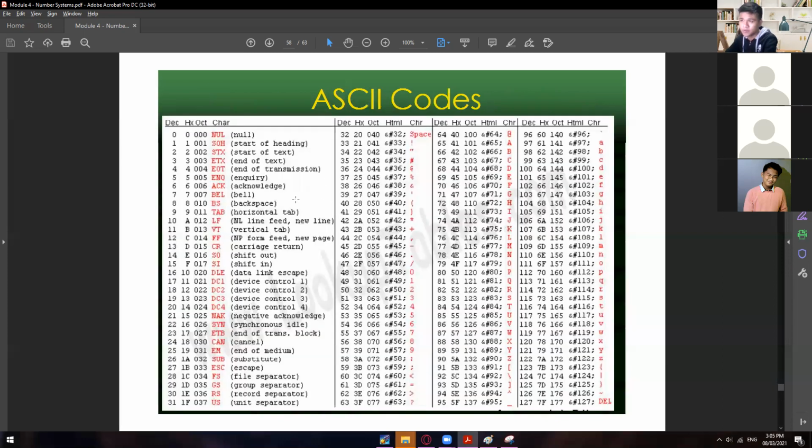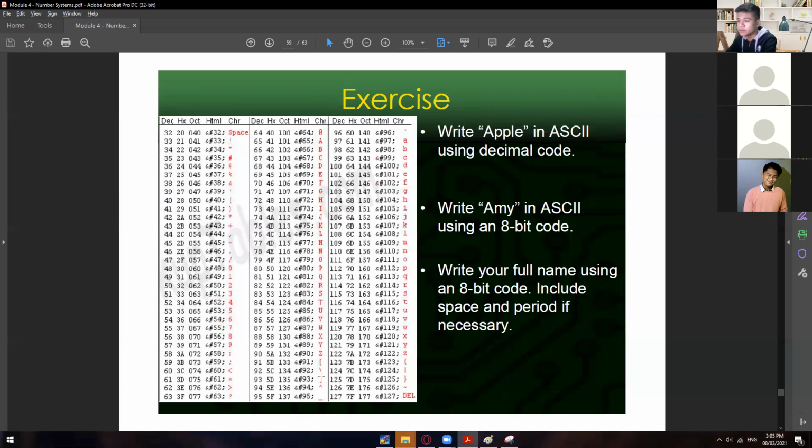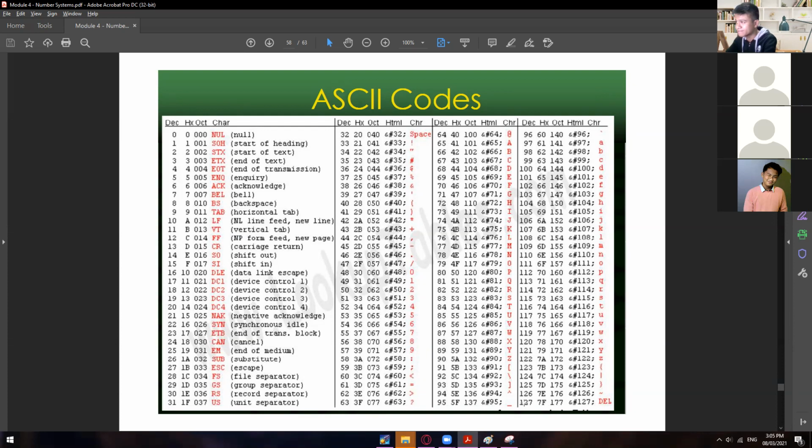And here's the ASCII code. In here you have the decimal, 0 to 31, hexadecimal, so 0 to 1F, octal, which is 0 to 37, the character, and then the meaning of those characters, up to 127, right? And then their equivalent results when it comes to hexadecimal, octal, HTML, and then character.